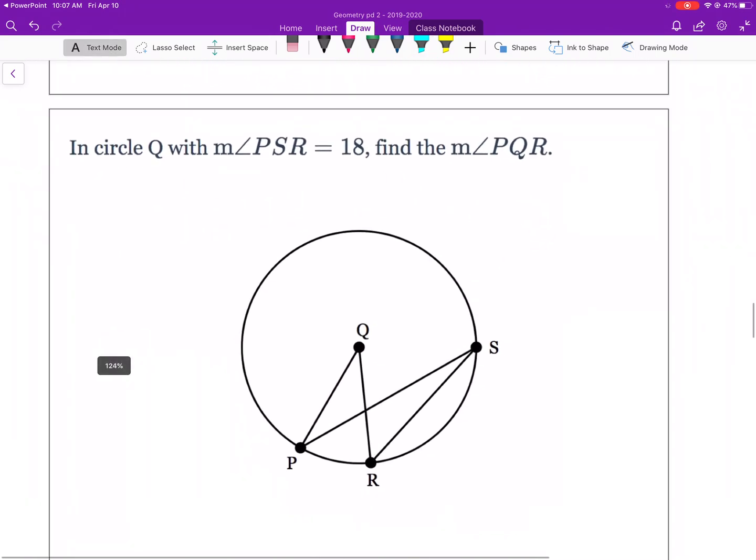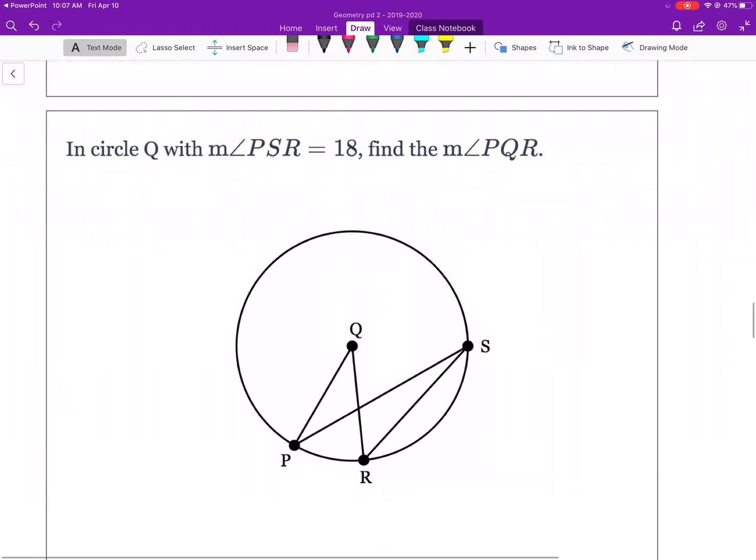All right, and this is the last one we'll do together. The rest of them, you check the answer key. And also message me and remind me for sure. All right, in circle Q, that means Q is the center, with the measure of angle PSR equal to 18 degrees. So that's a tiny angle, PSR, 18 degrees. Find the measure of angle PQR, which is right there.